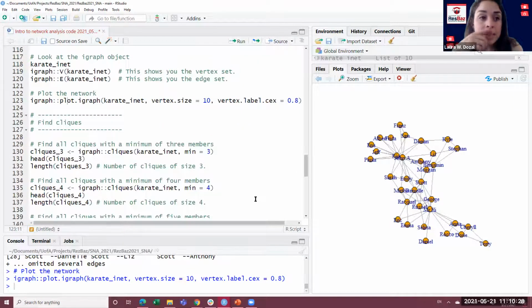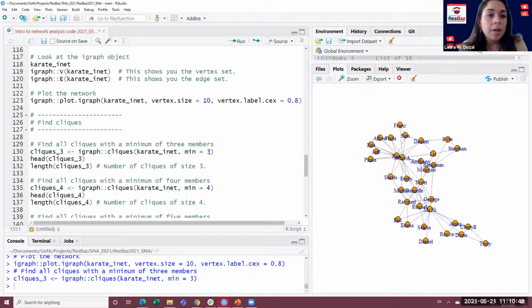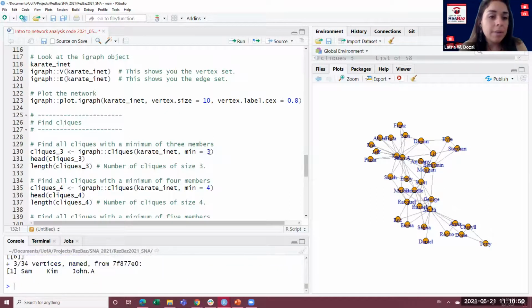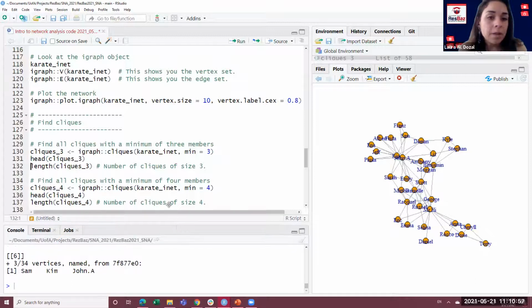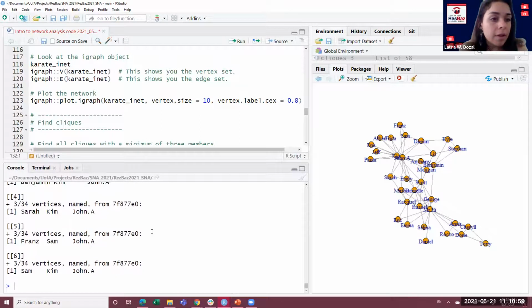Now let's find our cliques. Here we're looking for 3-cliques within the network. So we're going to get our iGraph package, we're going to get our cliques function, and we're going to use our karate network with a minimum of 3 nodes. And so let's look at the head, so the first 5 cliques of 3 that we have, or I guess 6.